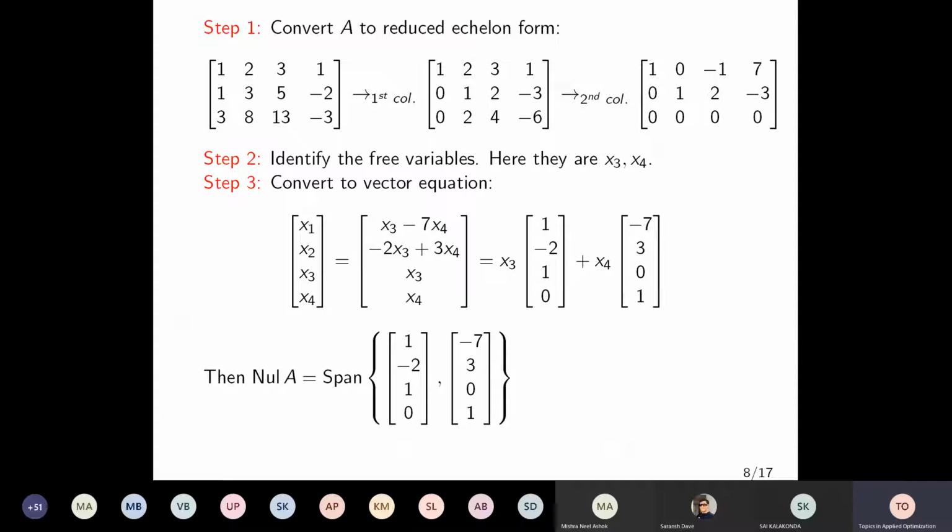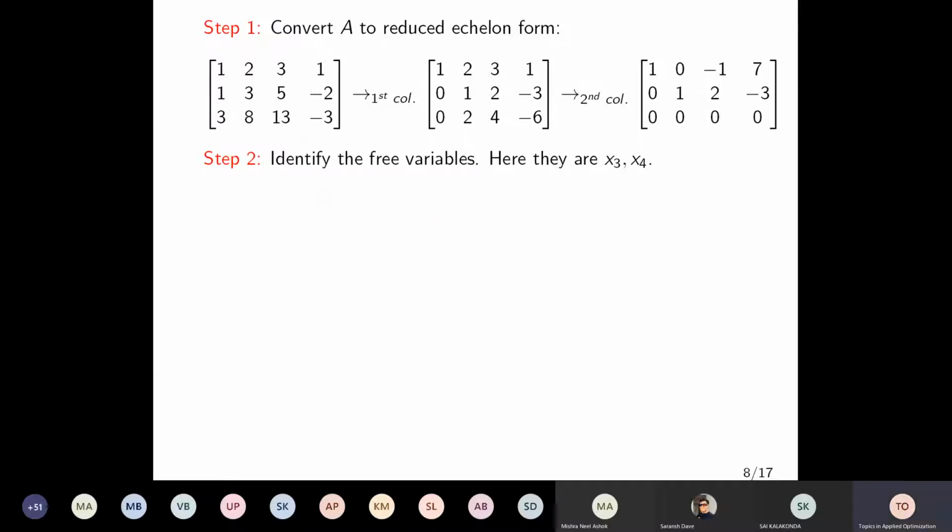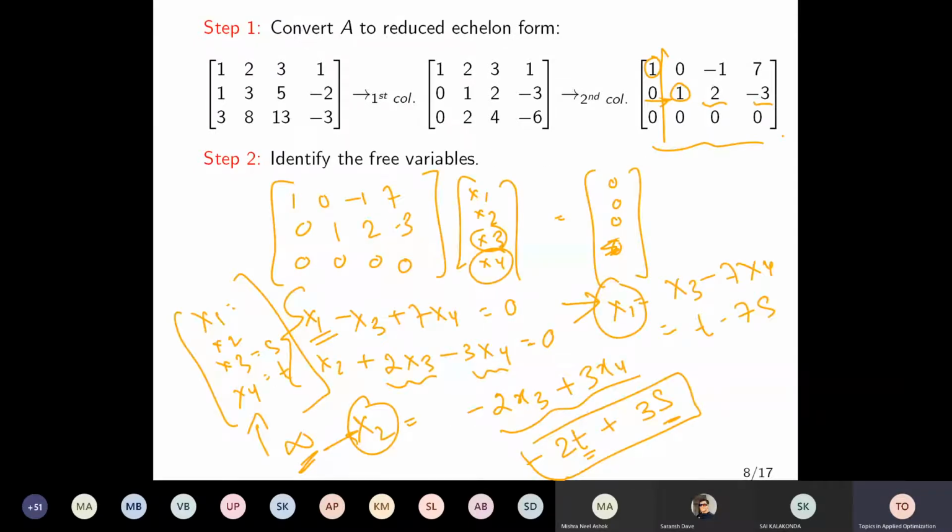Sir, how is it harder then? Yes, it is harder relative to the previous case. In the previous case, someone told you whether u is in the null space, and then it is very easy to check whether Au is 0. And this is indeed harder because you have to do a couple of row operations and so on, and then you have to parameterize them.